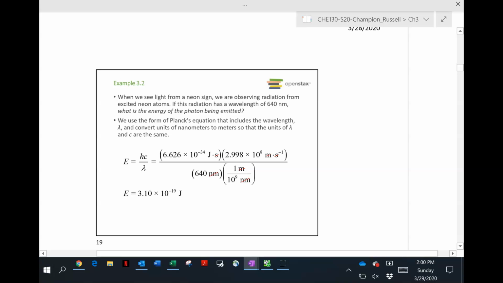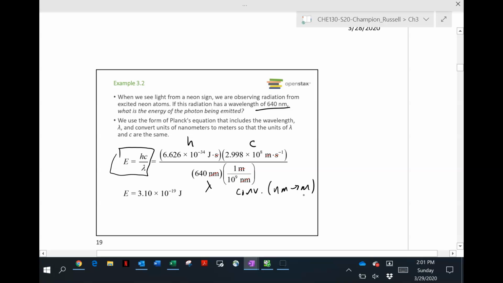that light is caused by passing electricity through neon gas or some other gas, and that electricity excites the electrons in atoms up to higher energy levels, and then when they drop back down, they emit light of a certain wavelength or a certain frequency. So we're told that the wavelength is 640 nanometers, and we're asked to calculate the energy. We use that version of the equation where E is hc over lambda that we arrived at before. You can see we have Planck's constant here, the speed of light here, the wavelength here, and then this is our conversion factor going from nanometers to meters.